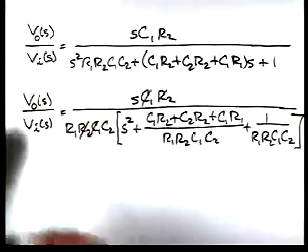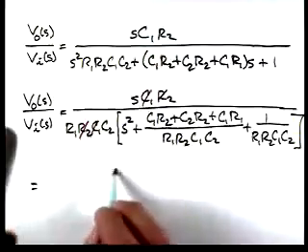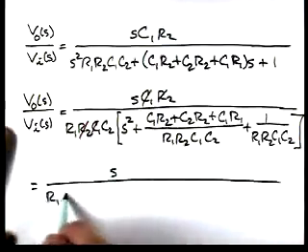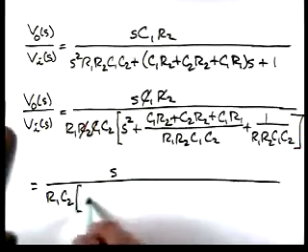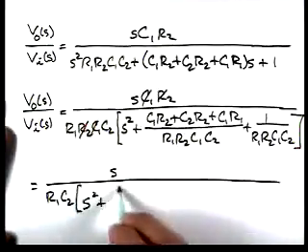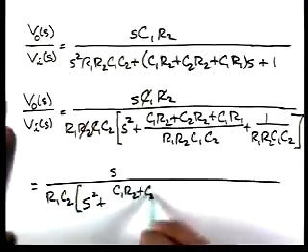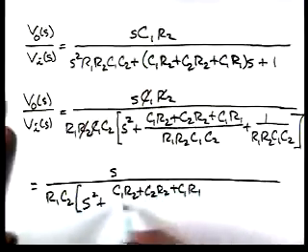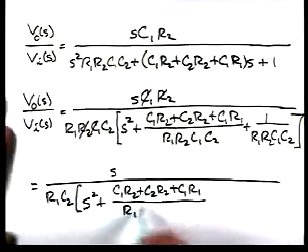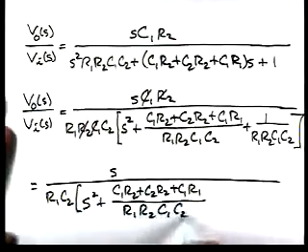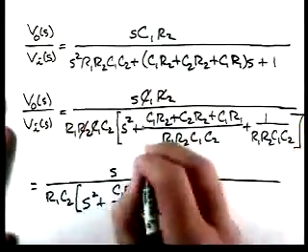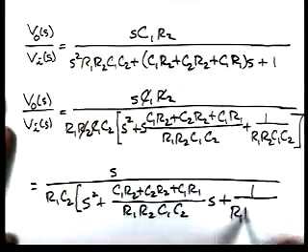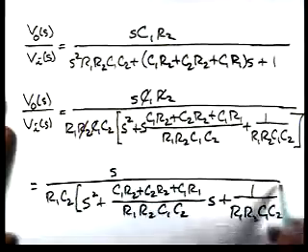So our transfer function then is s divided by R1 C2, times s squared plus (C1 R2 plus C2 R2 plus C1 R1) over R1 R2 C1 C2 times s, plus 1 over R1 R2 C1 C2.